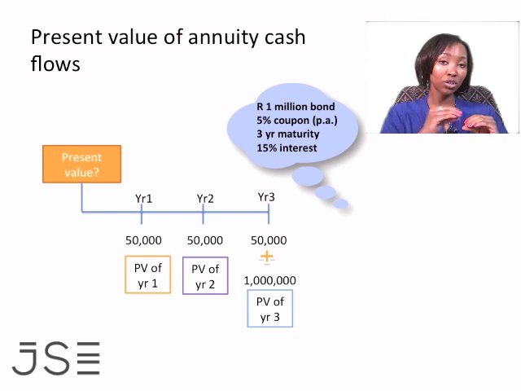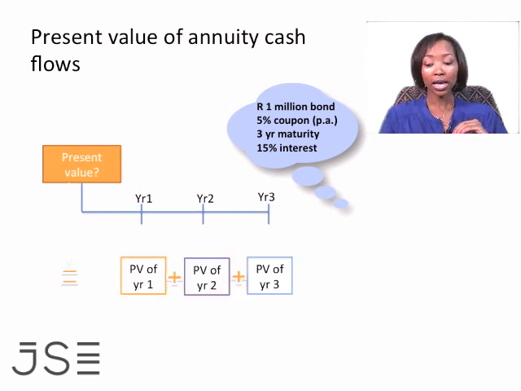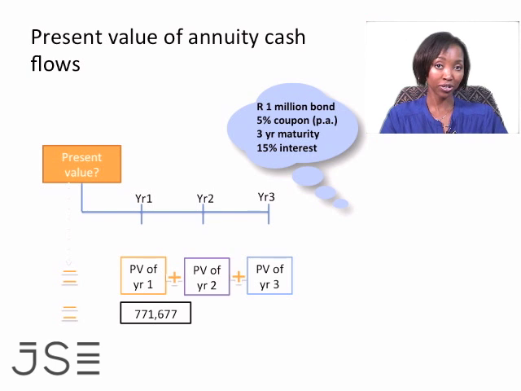And once you've got those 3 present values, you then add them together, and that would give you a present value of 771,677 rand. And that would be the present value of the bond. So if you go back to the earlier topics where we spoke about the time value of money, you know now that a 1 million bond that pays you a coupon of 5% and has a 3-year maturity, in today's terms, the value of it is 771,677.